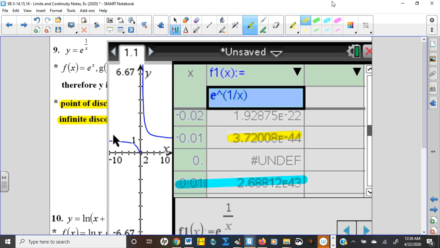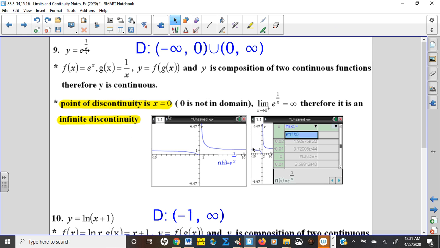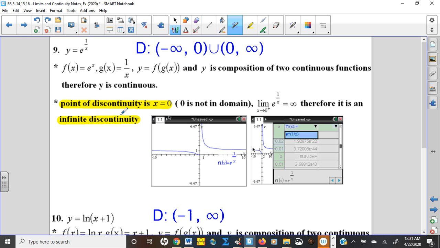Now, even though it is getting really close to 0, I can't put 0 into this function. And so we are never going to actually achieve the value of 0. But because of the vertical asymptote, I do have the infinite discontinuity created coming especially in from the right.